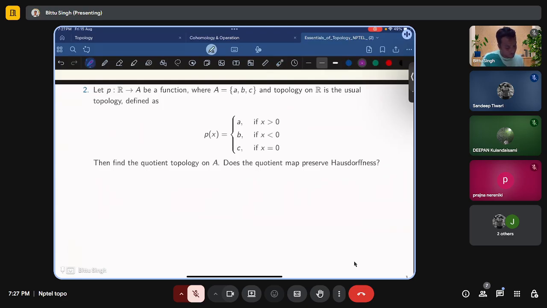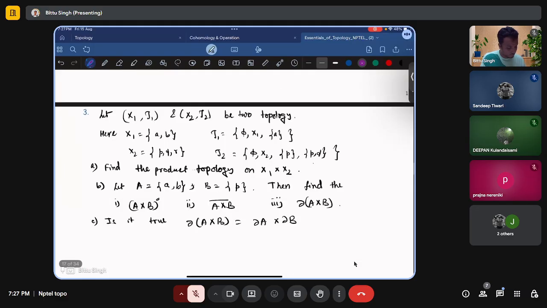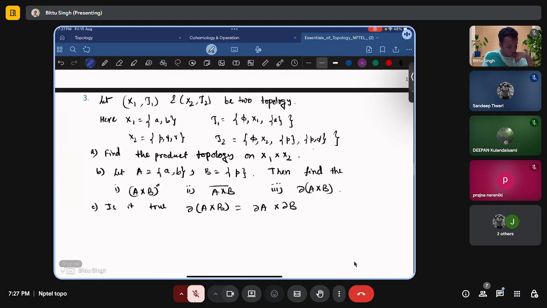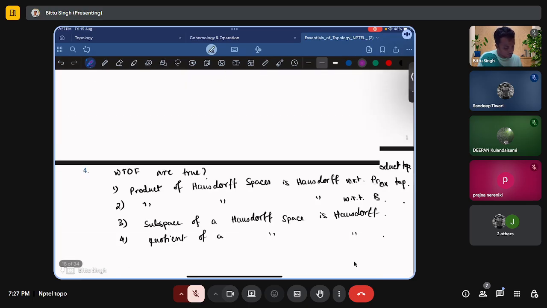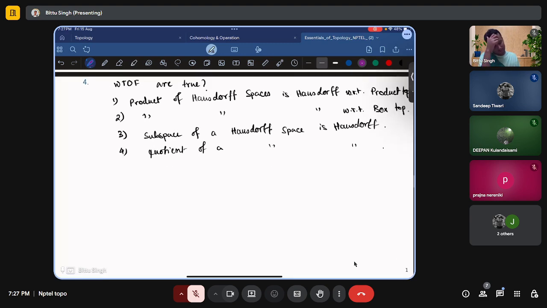Quotient I have not defined, I will define it later. For this exercise, first we need to find the product topology, and then we can find the rest. But that will be time consuming, so I am not solving this right now. Let me solve a few questions.